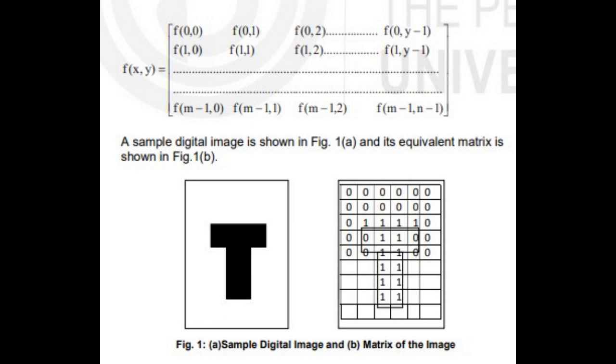Look at the screen. A sample digital image is shown in Fig. 1a, and its equivalent matrix is shown in Fig. 1b. Figure 1a, sample digital image, and b, matrix of the image in Fig. 1a. The elements are shown as either 0 or 1, which represents the value of the function f(x, y). Each element is known as a pixel, i.e., picture element. They represent the discrete data of any digital image and serve as the actual building block of digital images.